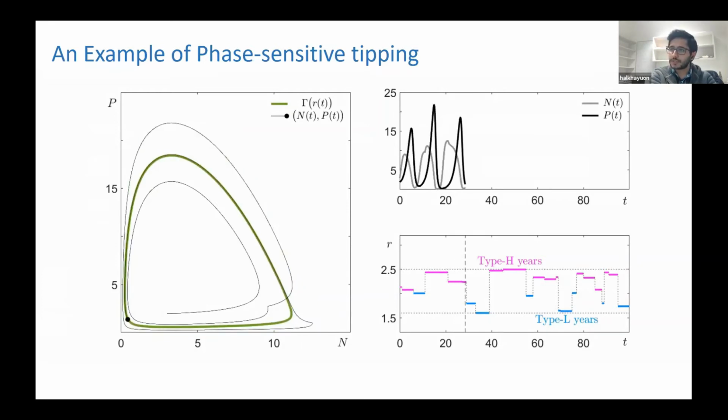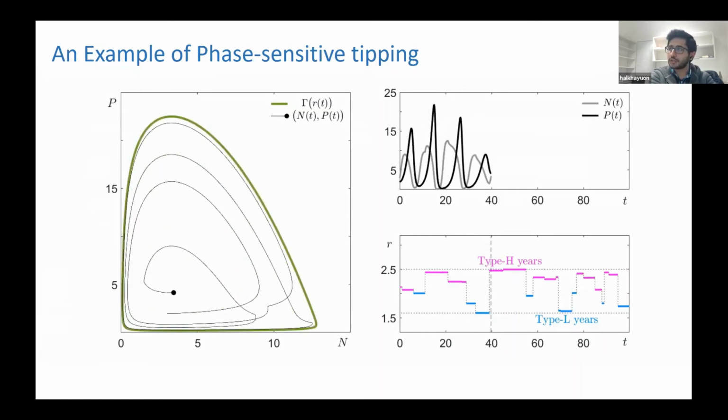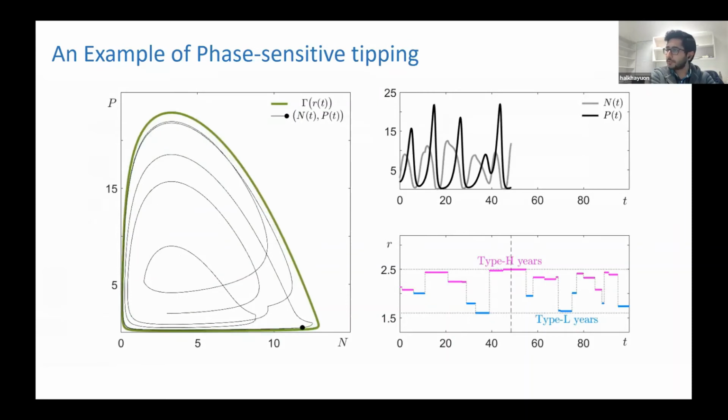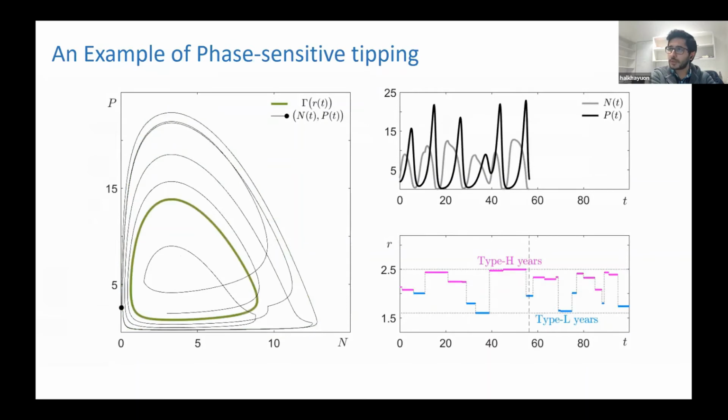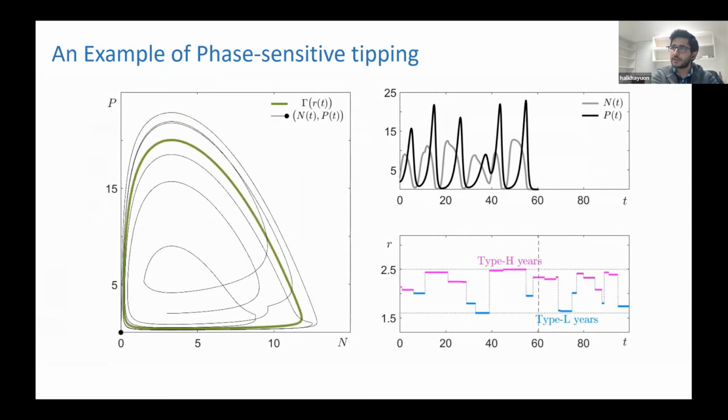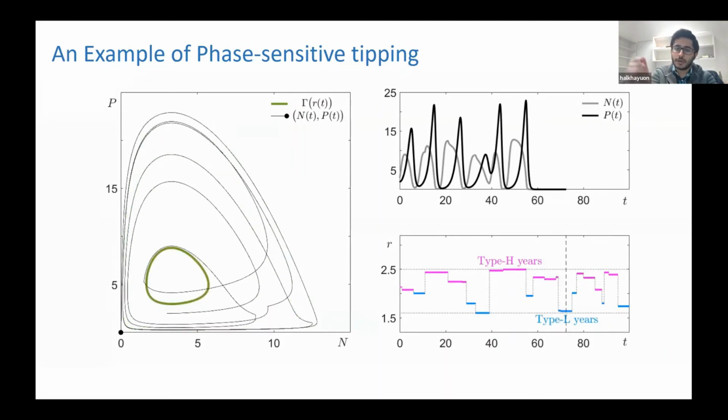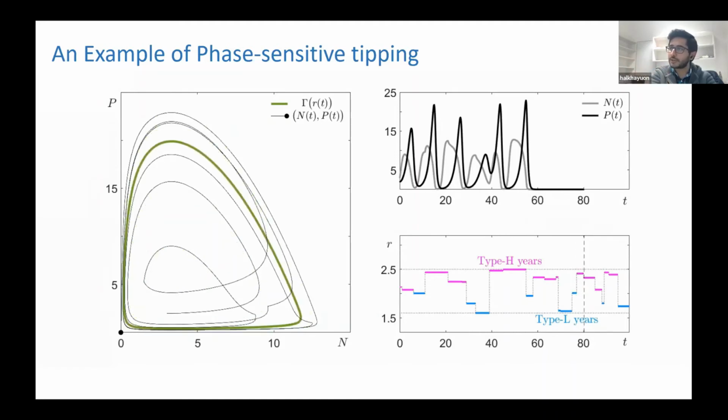The state of the system that is represented by this black dot tries to keep track of the changing limit cycle, and that keeps happening until you get this case. And you can see that the limit cycle is still around and it's still stable. However, the state of the system stops tracking the limit cycle and goes to the extinction state.